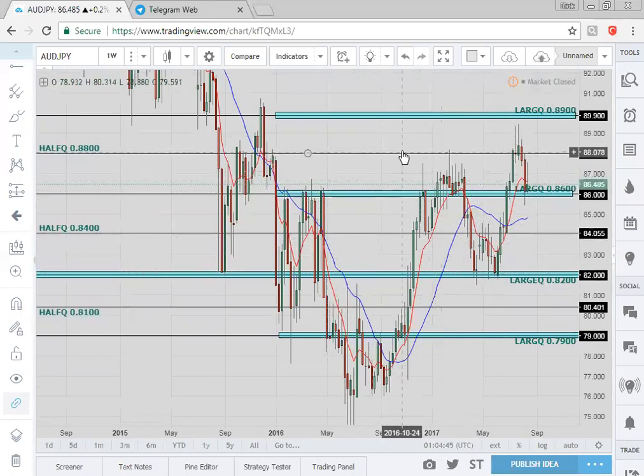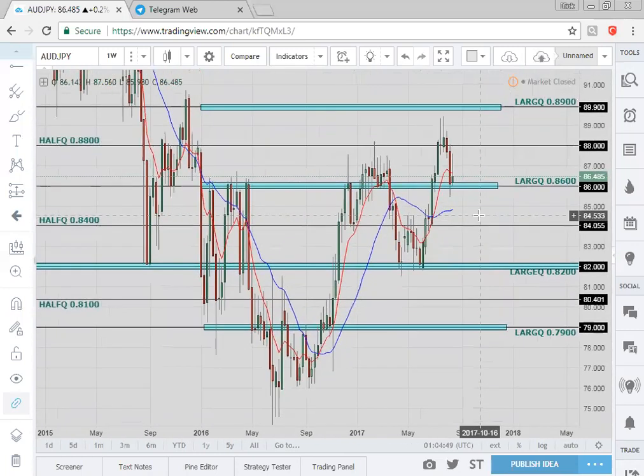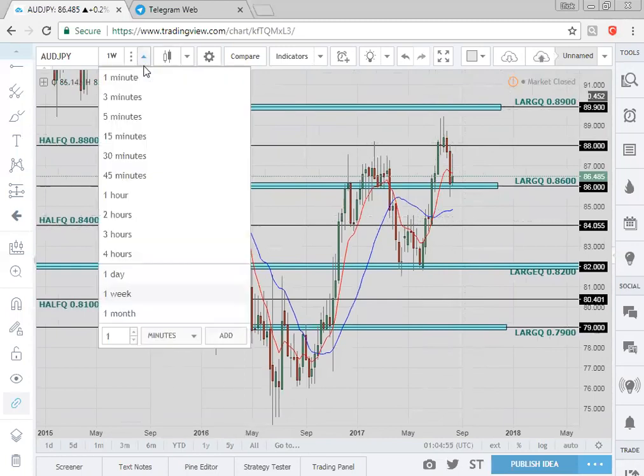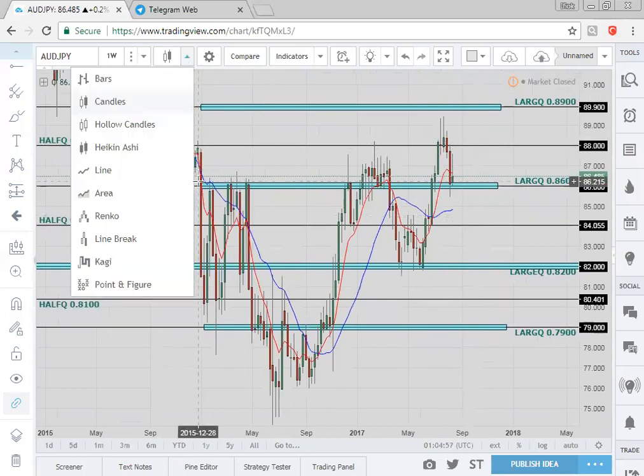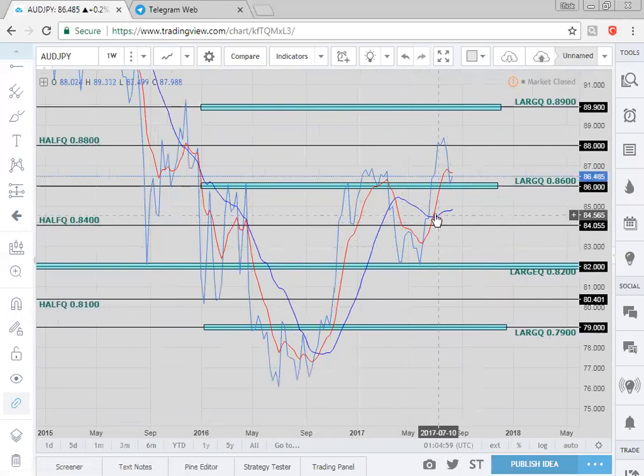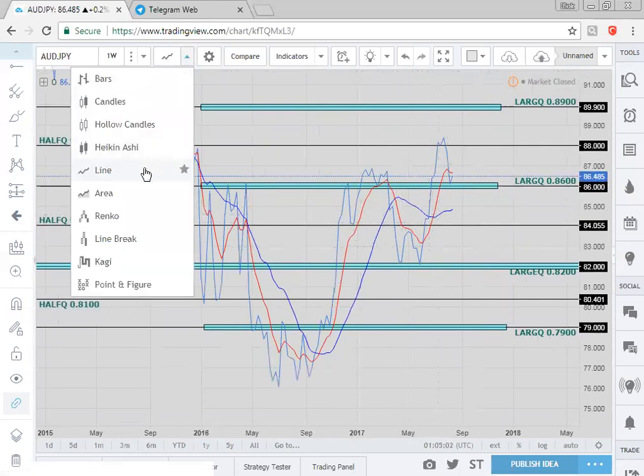it breaks this zone, breaks this other zone. The market is currently in an uptrend. That is how to determine the trend. And look at this here. If I take this off and put on only our line chart, we also see that the moving average has crossed over here too, signifying that this is in a strong bullish trend right now.